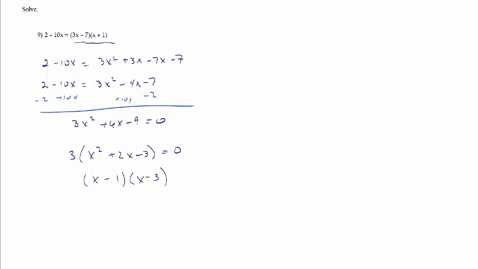I'm going to have a negative 1 and a plus 3. When I FOIL that out, it'll give me my 2x in the middle. Okay, now we set each of these equal to 0 and solve them. I'm sure most of you can probably set this equal to 0 in your head and come up with x equals 1 and x equals negative 3.